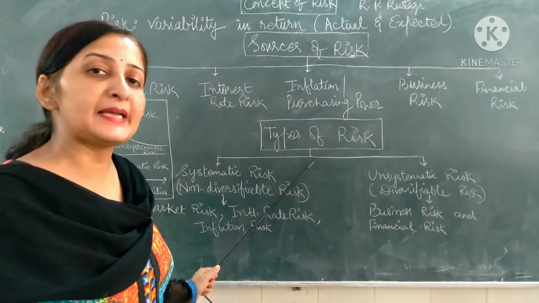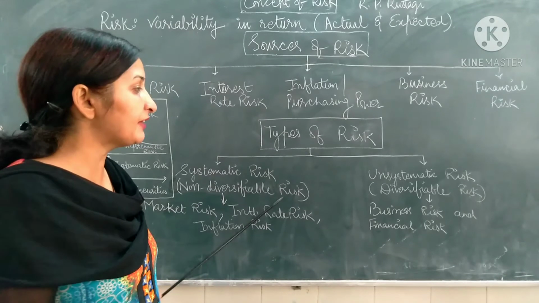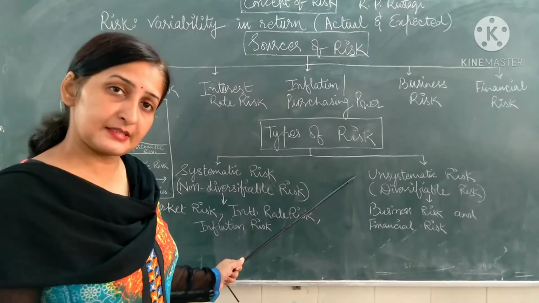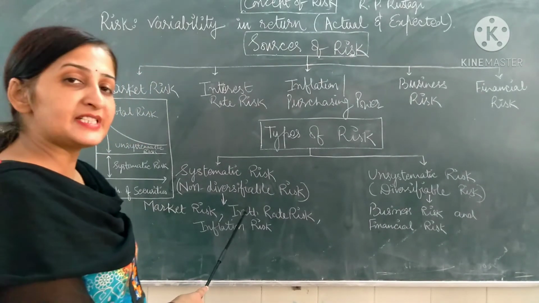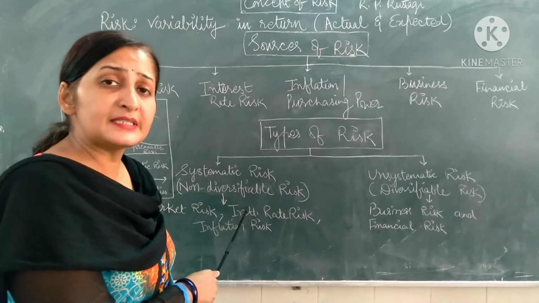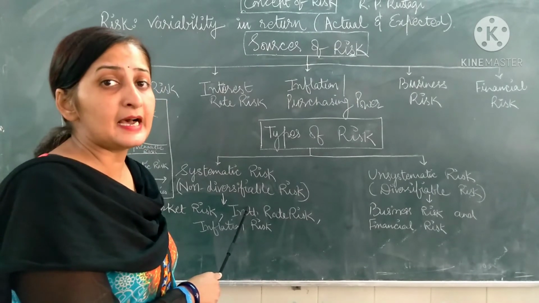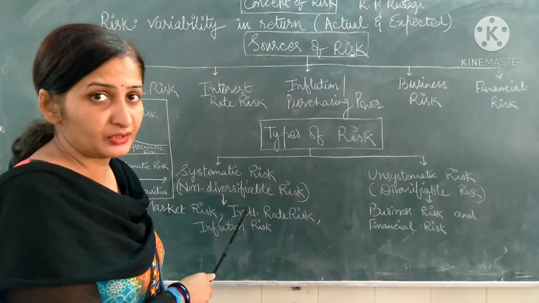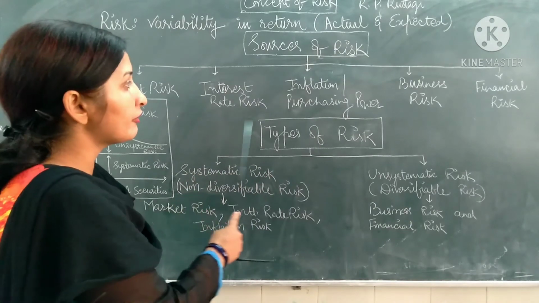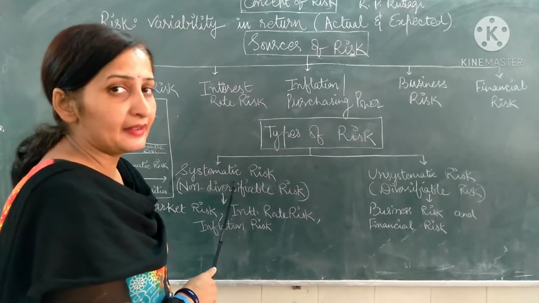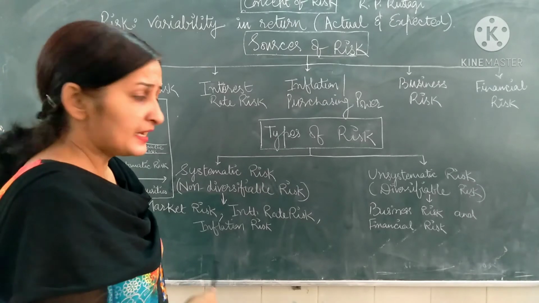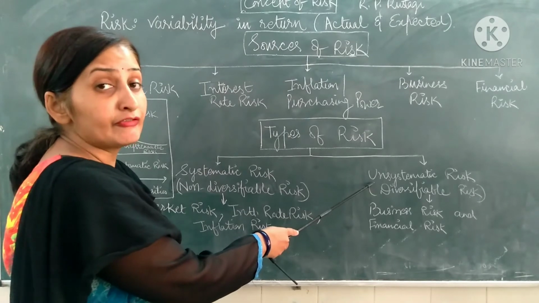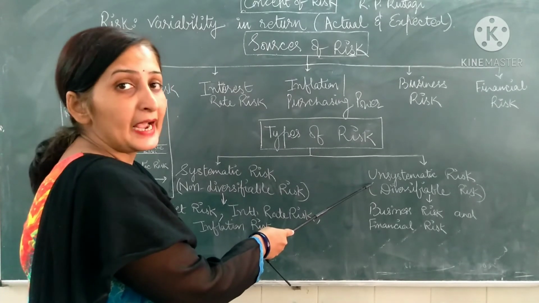Next, we will discuss the types of risk. Types of risk can be divided into 2 parts. One is systematic risk, another one is unsystematic risk. Systematic risk जिसे हम non diversifiable risk भी बोलते हैं because this is common to all firms and this is uncontrollable. That's why this cannot be minimized with the help of diversification. The first 3 elements of sources of risk are included in systematic risk, like market risk, interest rate risk, and inflation risk.